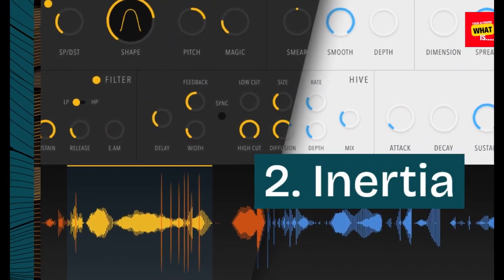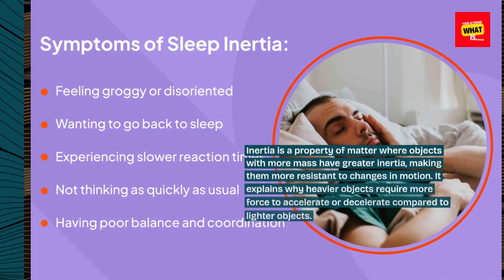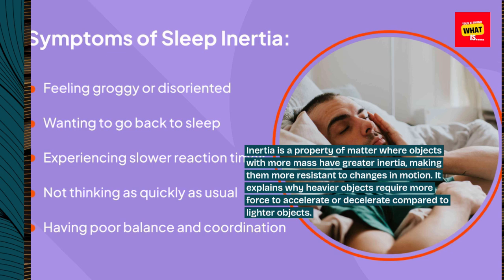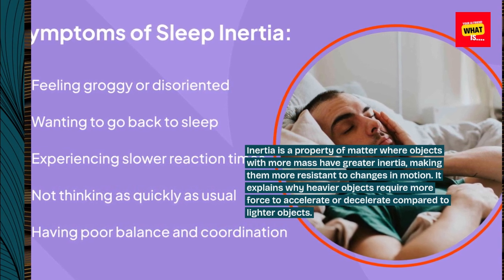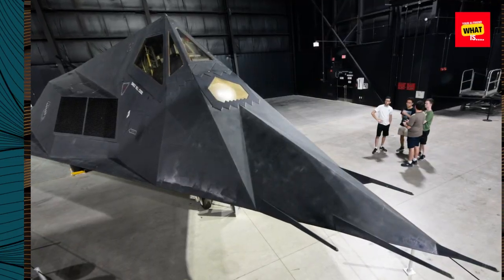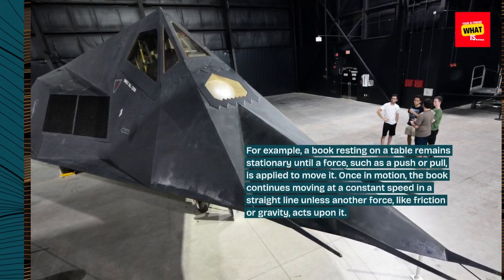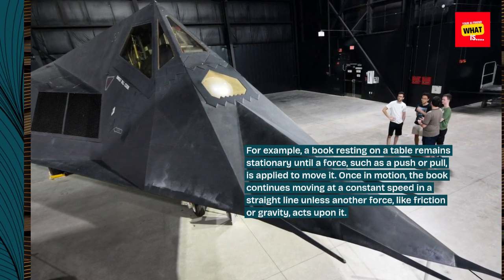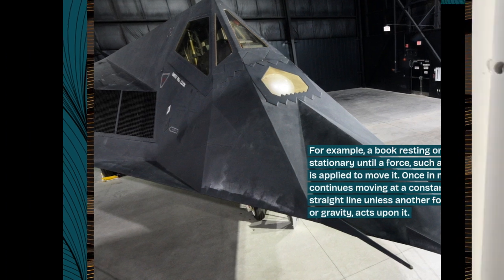2. Inertia. Inertia is a property of matter where objects with more mass have greater inertia, making them more resistant to changes in motion. It explains why heavier objects require more force to accelerate or decelerate compared to lighter objects. 3. Practical example. For example, a book resting on a table remains stationary until a force, such as a push or pull, is applied to move it. Once in motion, the book continues moving at a constant speed in a straight line unless another force, like friction or gravity, acts upon it.